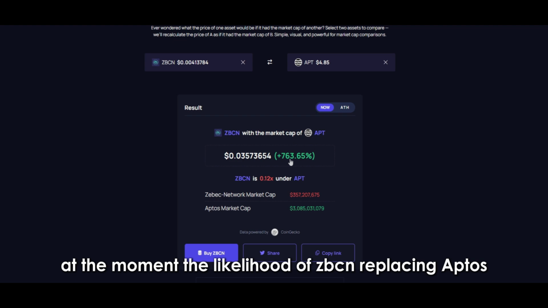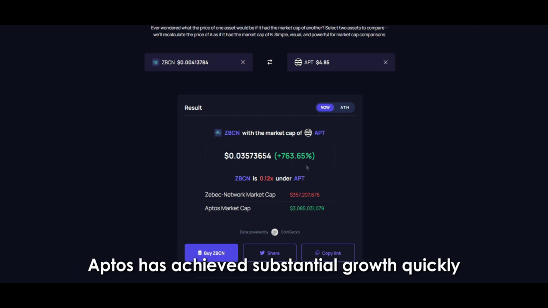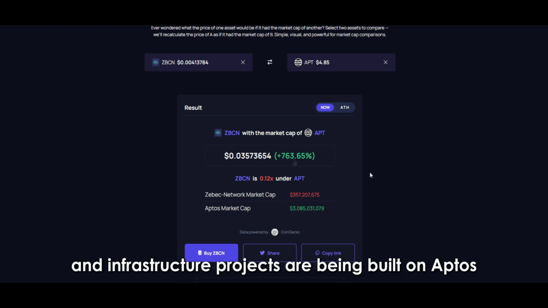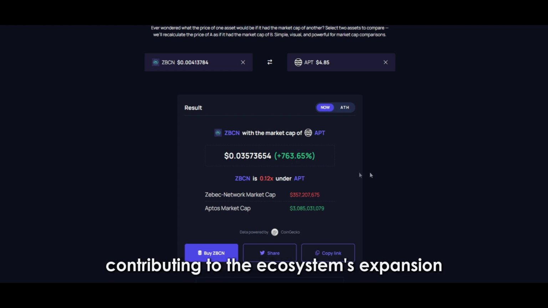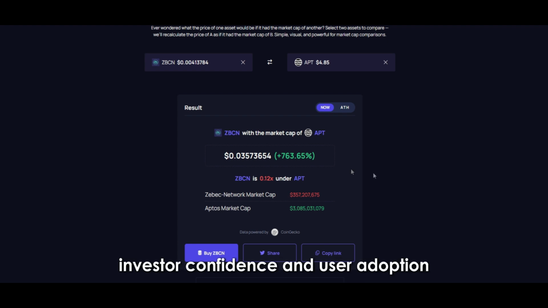At the moment, the likelihood of ZBCN replacing Aptos seems quite remote. Aptos has achieved substantial growth quickly thanks to a strong launch process, support from key investors, a high level of technical advancement, and an experienced team behind it. Additionally, many DeFi, NFT, and infrastructure projects are being built on Aptos, contributing to the ecosystem's expansion. For ZBCN to reach this point, it must fulfill many metrics beyond just price expectations, including ecosystem building, continuous innovation, investor confidence, and user adoption.